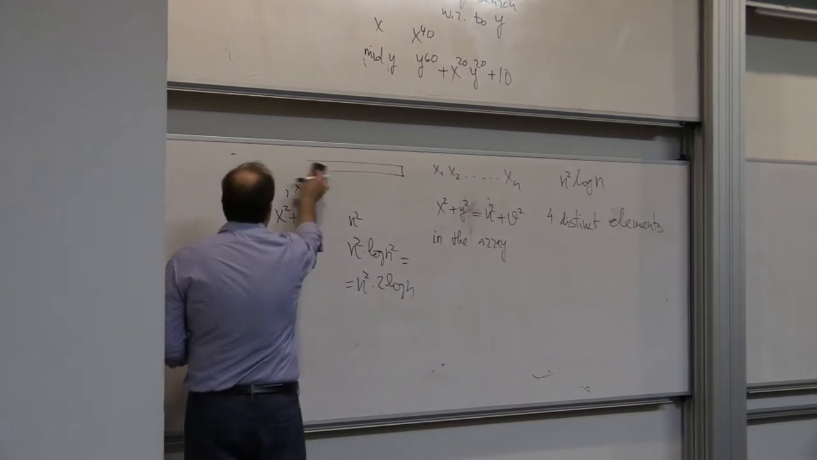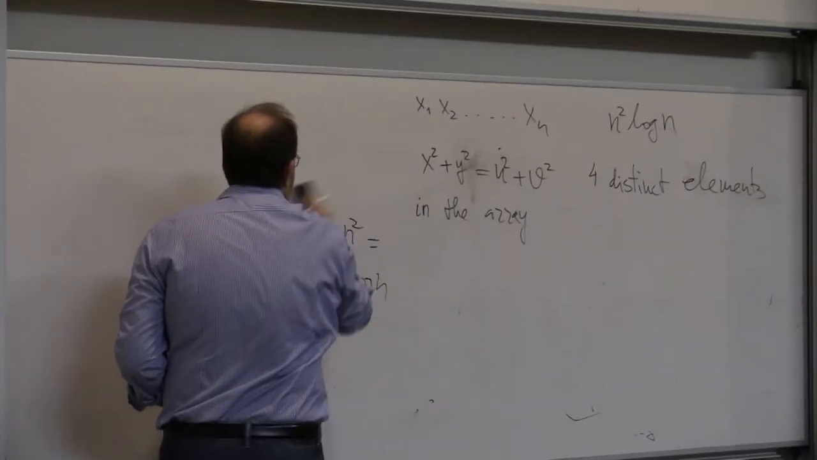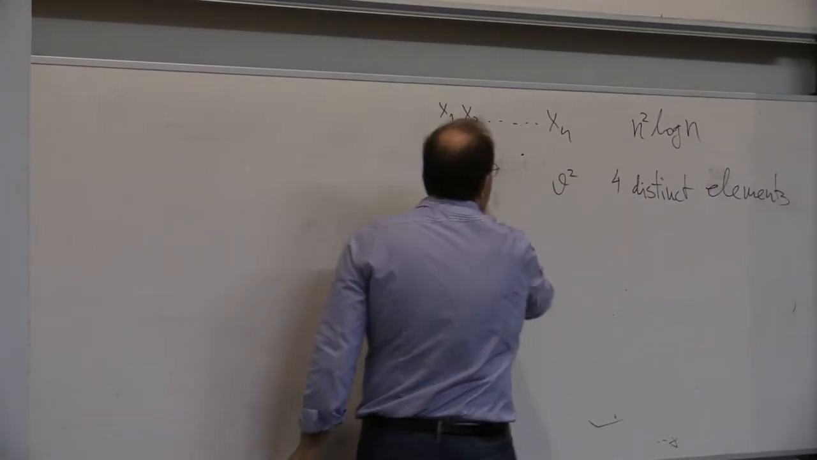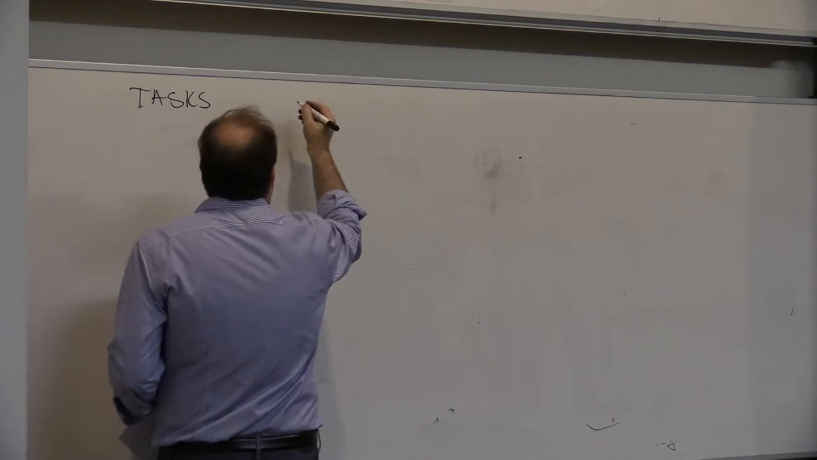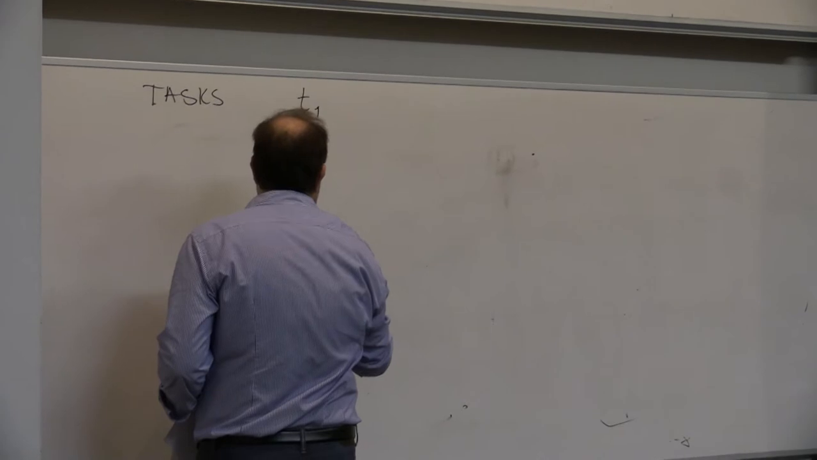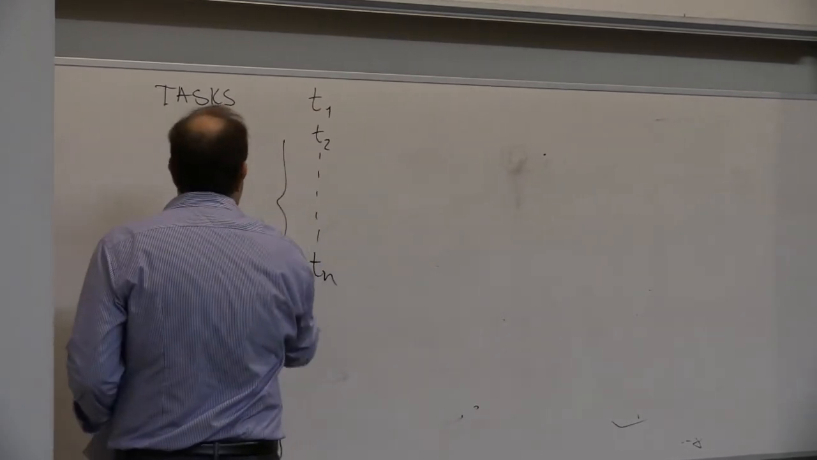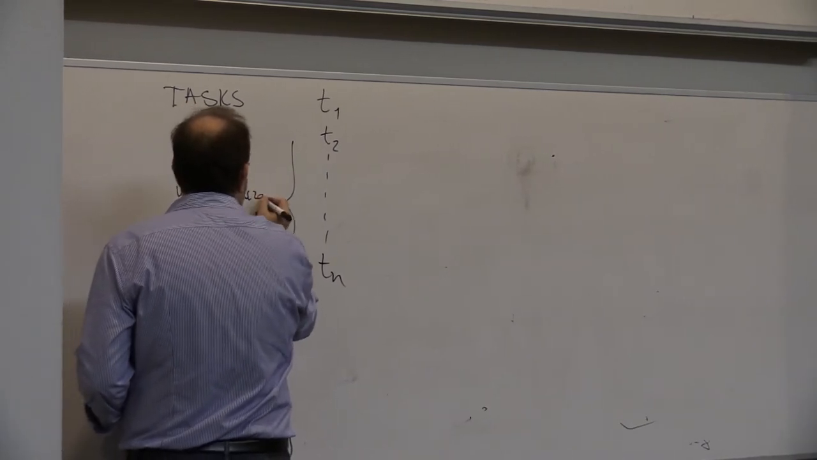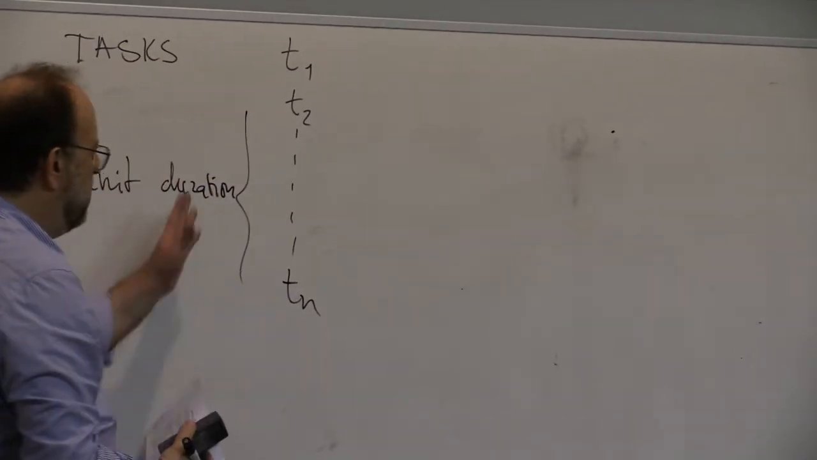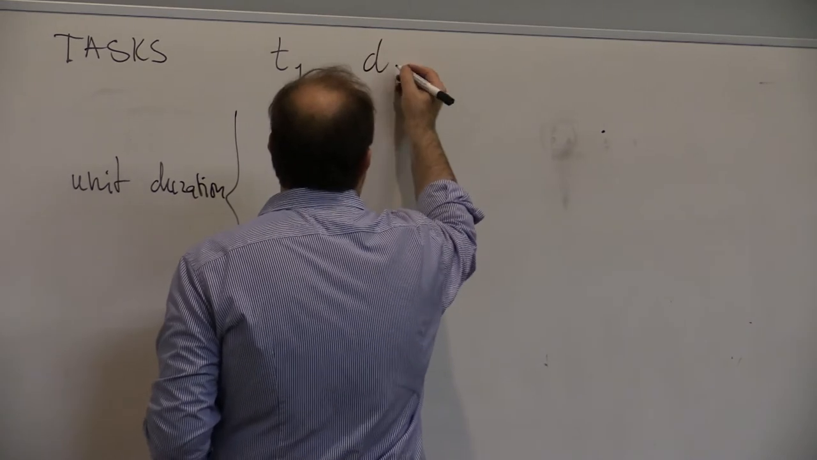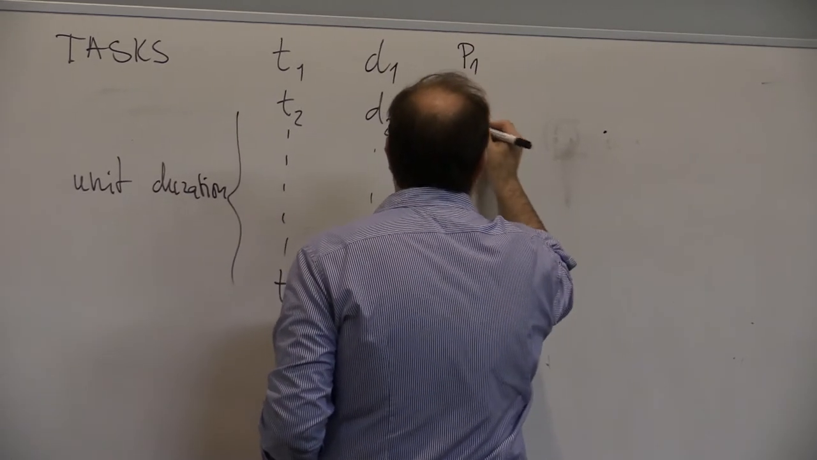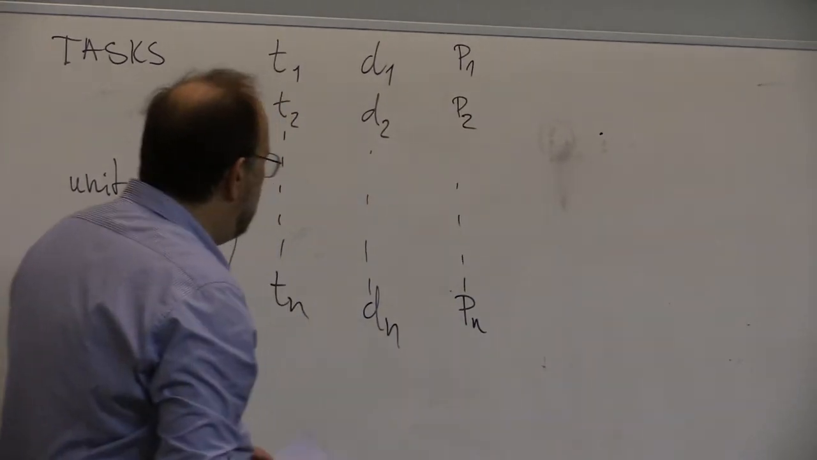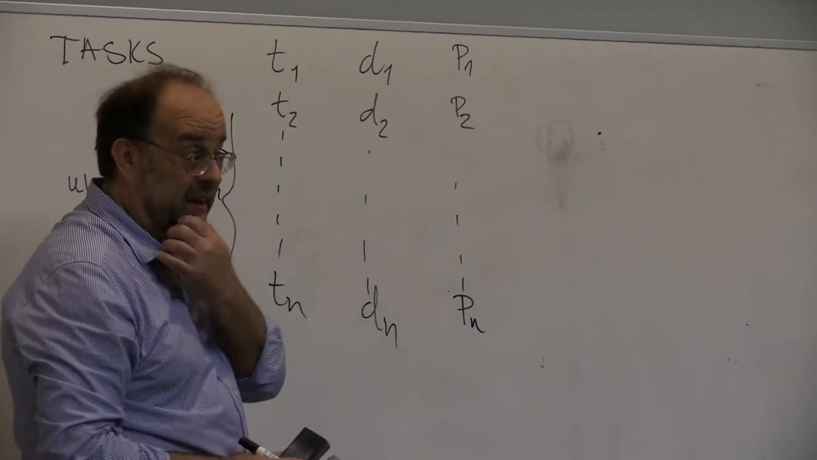Okay, so you are given a bunch of tasks, each of unit duration. And for each task, you have a deadline. So you have tasks T1, T2, Tn, all of unit duration. Unit duration of time needed to complete the task. And for each task, you have the deadline D1, D2, up to Dn, and you have penalty P1, P2, up to Pn, that you have to pay if you don't complete the task by its deadline.